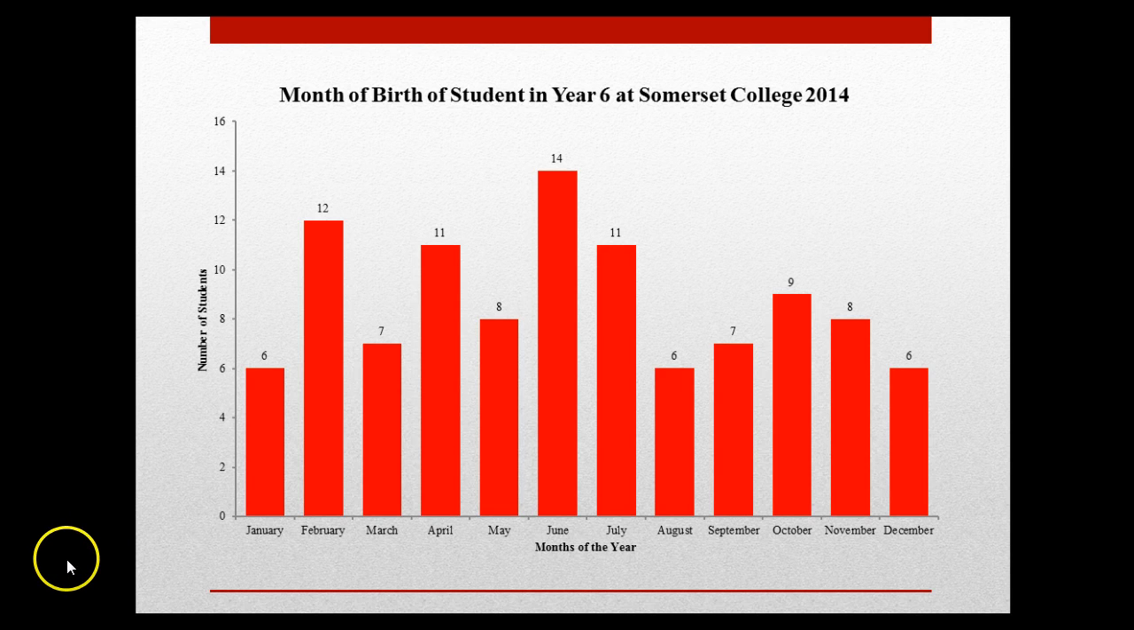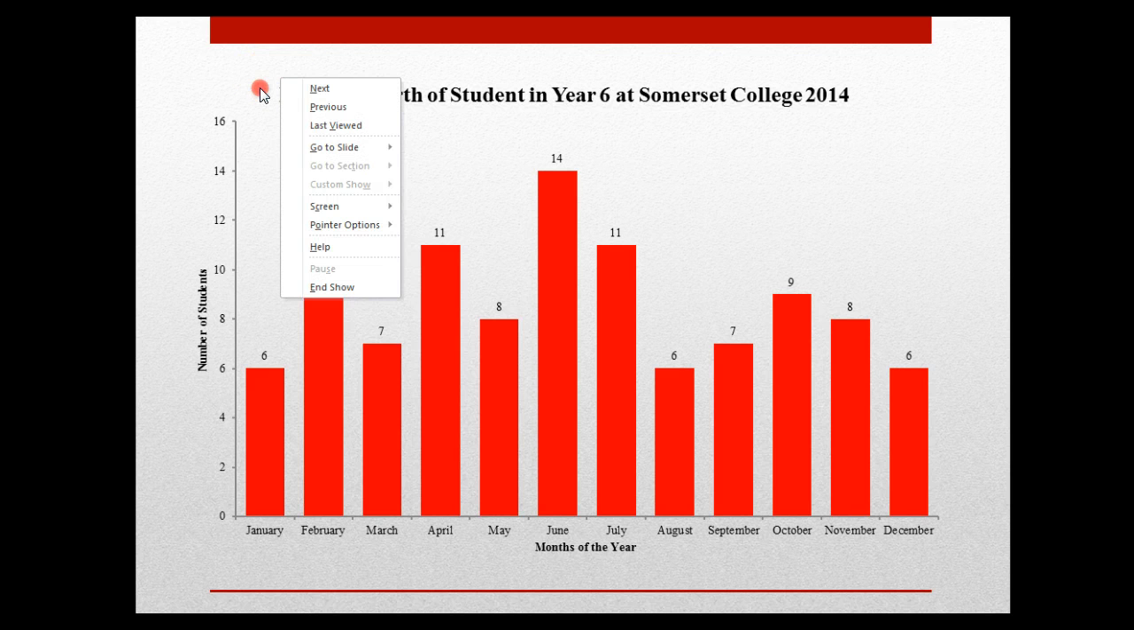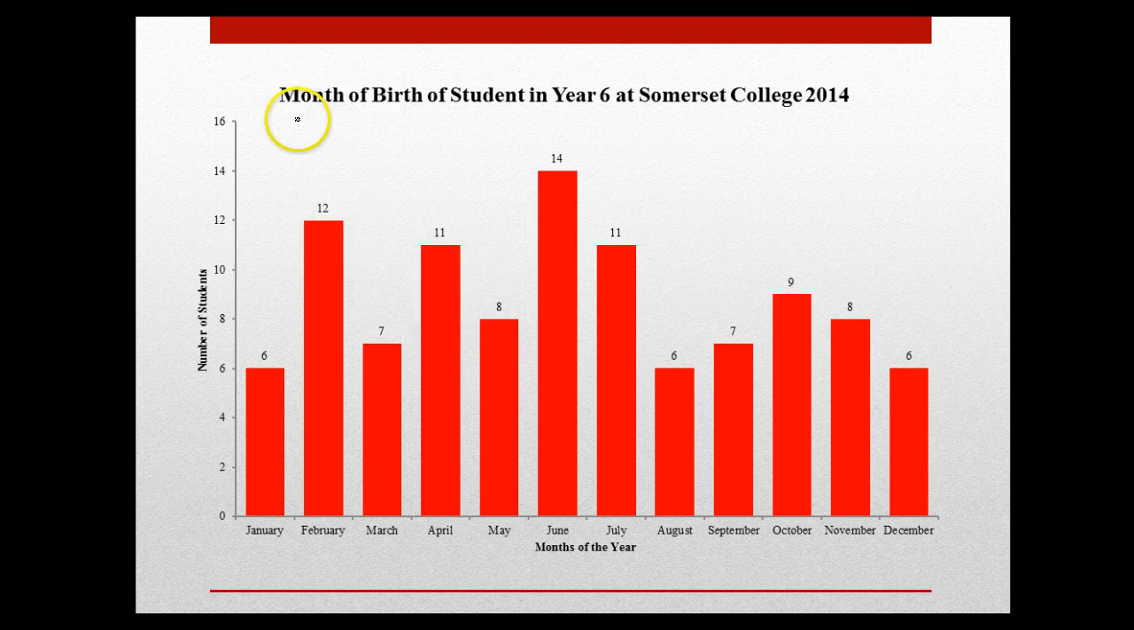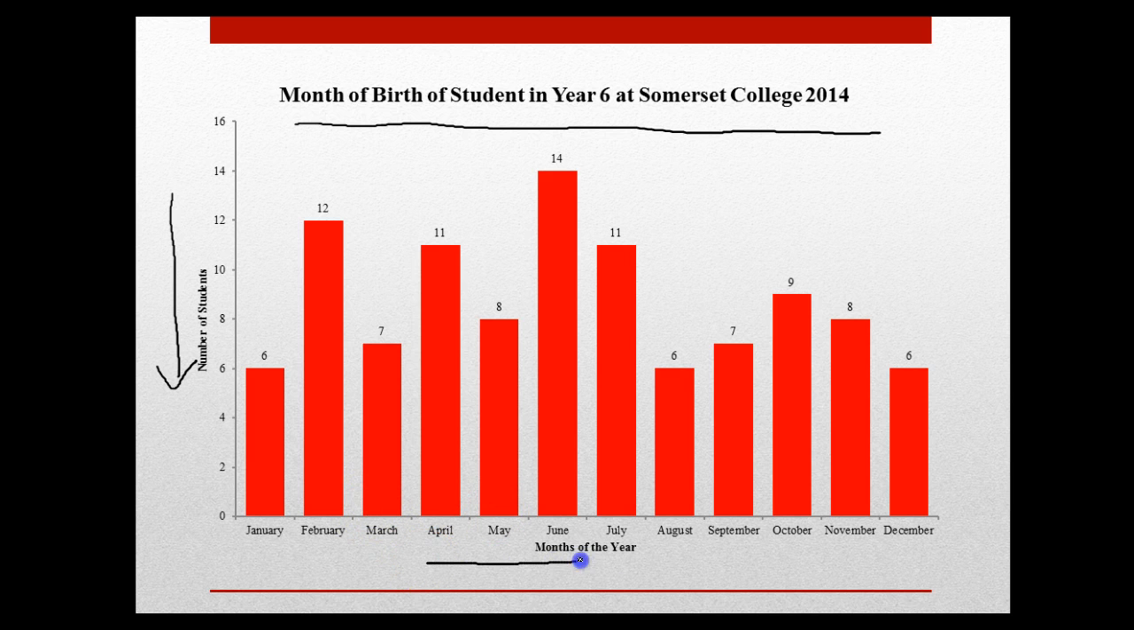So having a look at this first graph that we created using our own data, we start by looking at the title of the graph. That tells us what the graph is about. So in this particular case, this graph is on the month of birth of students in Year 6 at Somerset College 2014. I can see my y-axis has the number of students labelled and my x-axis shows the months of the year. So I can tell which students were born in which month.